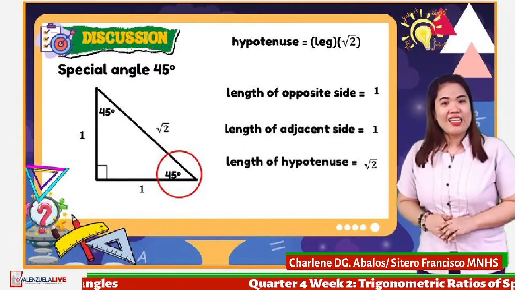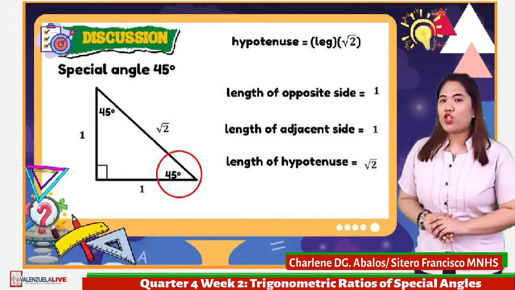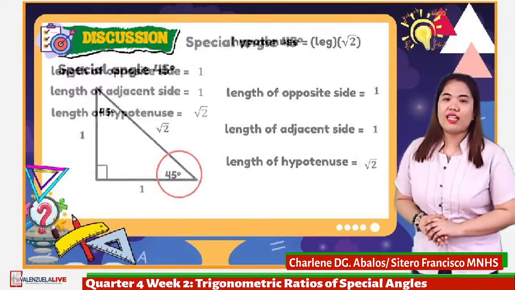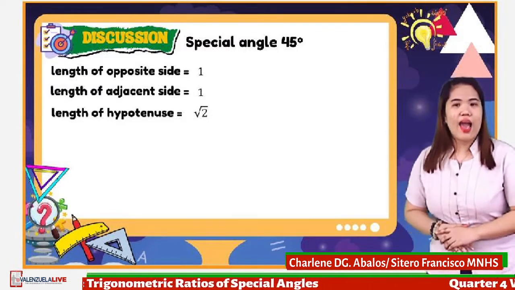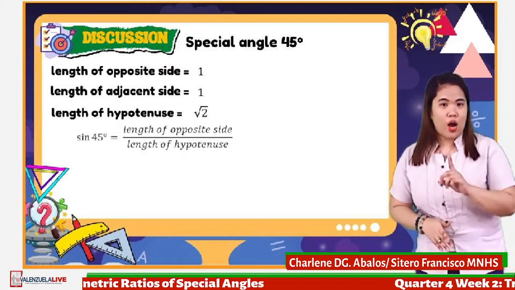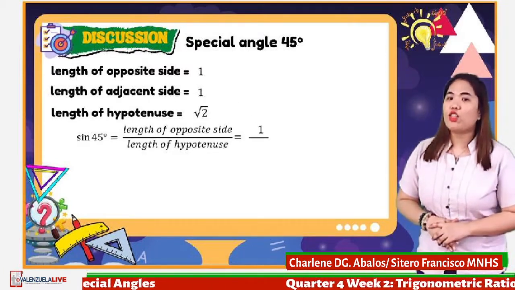Let's determine sine 45 degrees. We have the ratio of the length of opposite side and the length of the hypotenuse. Substitute, the length of the opposite side is 1 and the length of the hypotenuse is square root of 2.